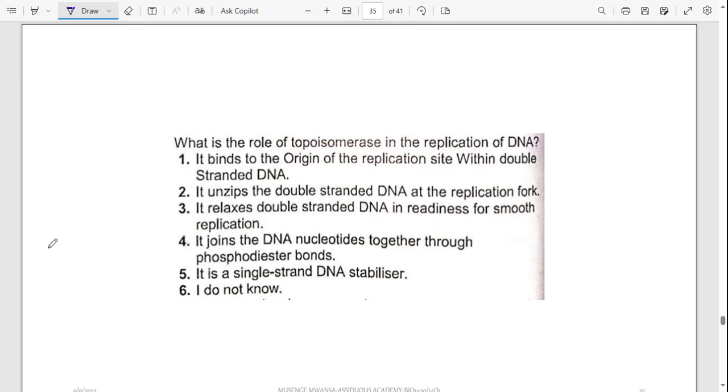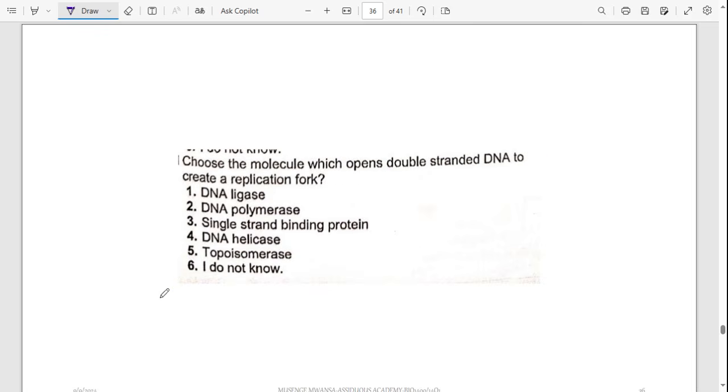What is the role of topoisomerase in replication of DNA? It binds to the origin of replication site within the double-stranded DNA? Not really. It unzips the double strand? No. What will unzip is helicase. Relaxes double-stranded DNA in readiness for smooth replication. That is the thing. Relaxes, removes the supercoils. Joins the DNA nucleotides together? No. It is a single-stranded DNA stabilizer? No. Choose the molecule which opens double-stranded DNA to create a replication fork. You know, right? DNA helicase.